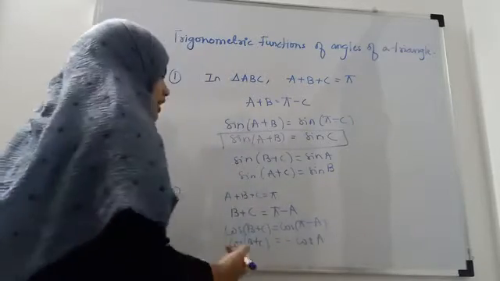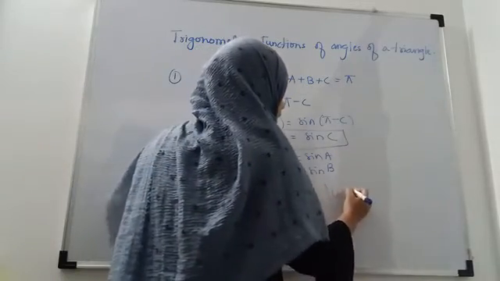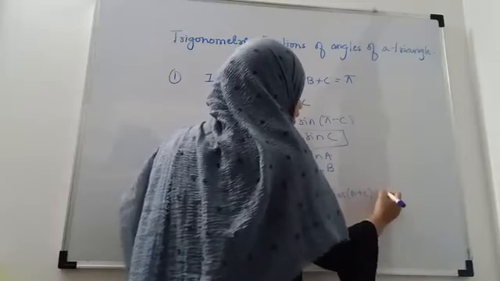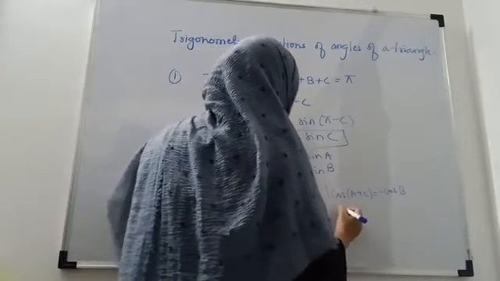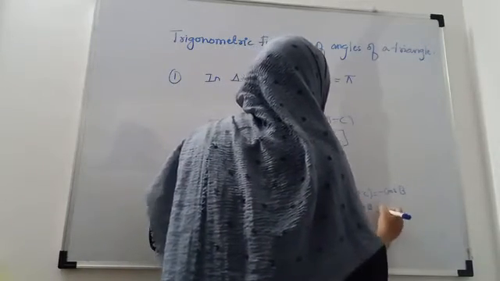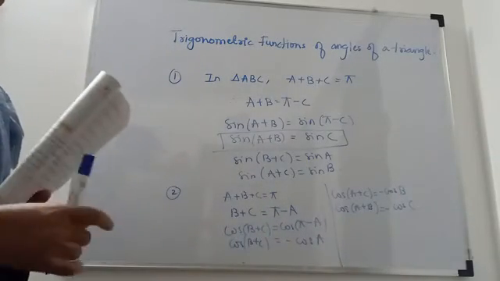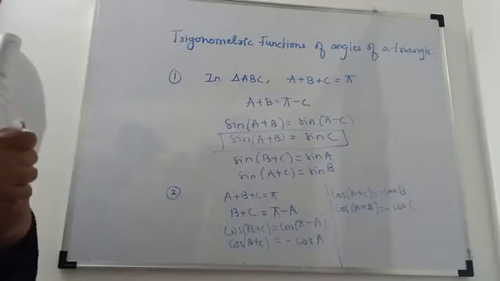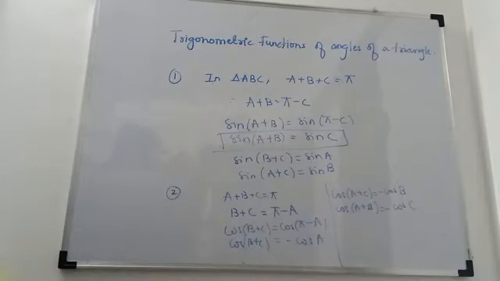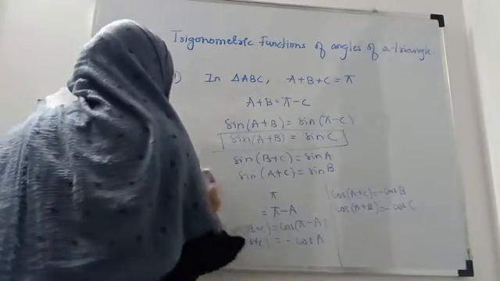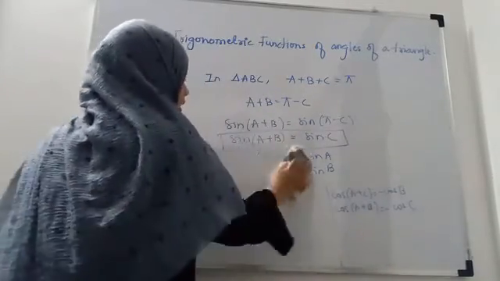Similarly we can write the formula for the next two pairs. Here it is cos of B plus C. Next we can take cos of A plus C, and the formula for that will be minus cos B. And similarly for A plus B, cos of A plus B will be minus cos C. So this is result number 2. Now we'll see result number 3. Try to remember all these results, which are very useful for solving the problems. In terms of cosine it is minus, in terms of sine it is plus only.